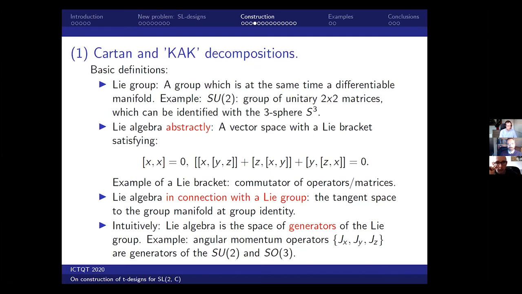But this is an abstract way of thinking, but the Lie algebra in connection with a Lie group is just a tangent space to the group manifold at the group identity. And intuitively, in more physical terms, the Lie algebra is the space of generators of the Lie group. For example, the angular momentum operators generate the groups SU(2) or SO(3). They are different as groups, but they have the same Lie algebra, so the same set of generators.